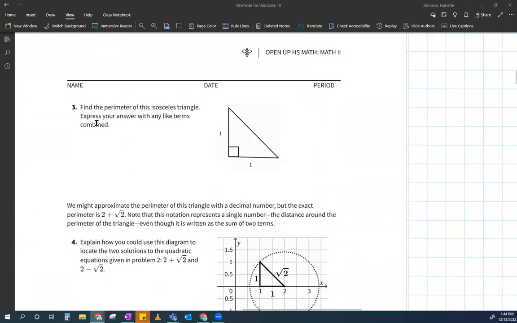So first of all, we want to talk about the perimeter of an isosceles triangle, right? So this isosceles triangle is 1 and 1. So can you tell me how we would find this hypotenuse right here? Does anybody remember? This is a right triangle. What theorem did you learn probably in 8th grade involving right triangles? Yeah, it's the Pythagorean theorem.